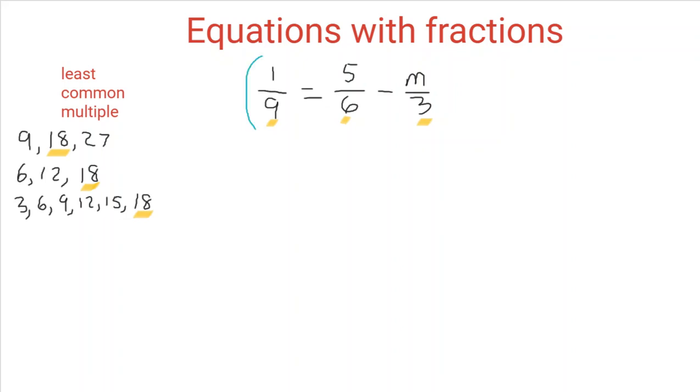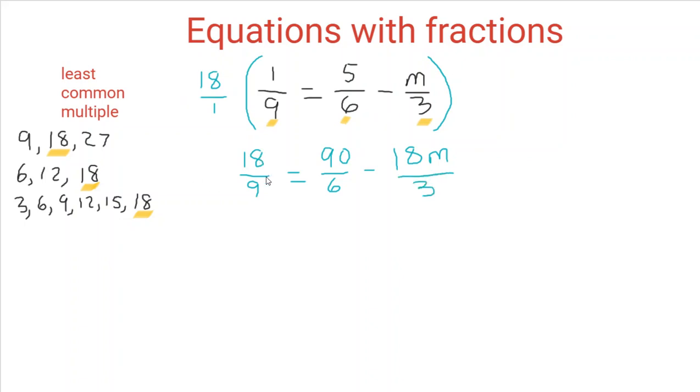So that means I can multiply this whole equation by 18, or really 18 over 1. Remember when you multiply fractions, you do top times top, bottom times bottom. So 18 times 1 will give me 18, and 1 times 9 will give me 9. Next, 18 times 5 gives me 90, and 1 times 6 gives me 6. And then my last one: 18 times m gives me 18m, and 1 times 3 gives me 3.